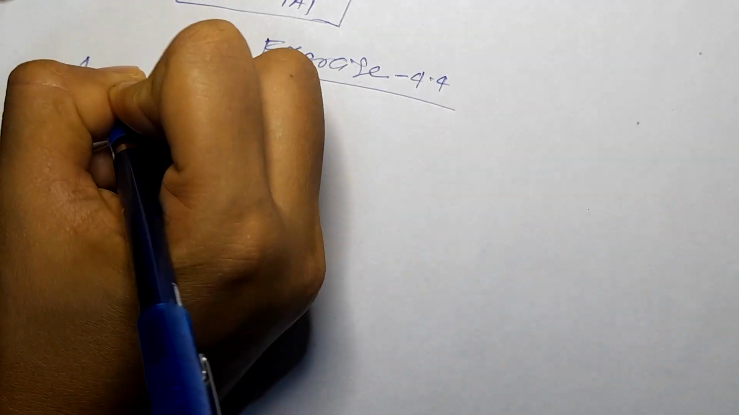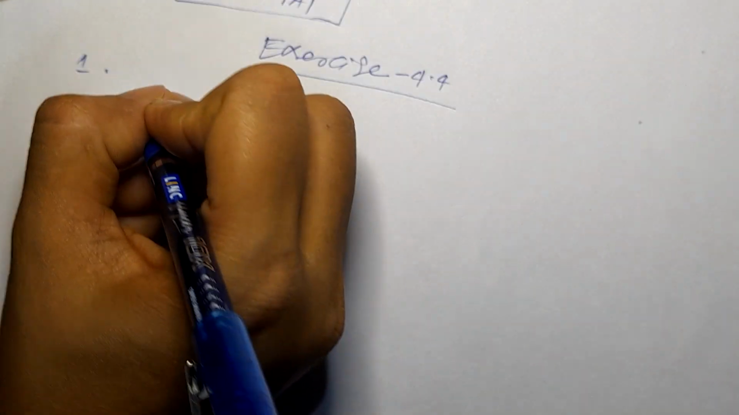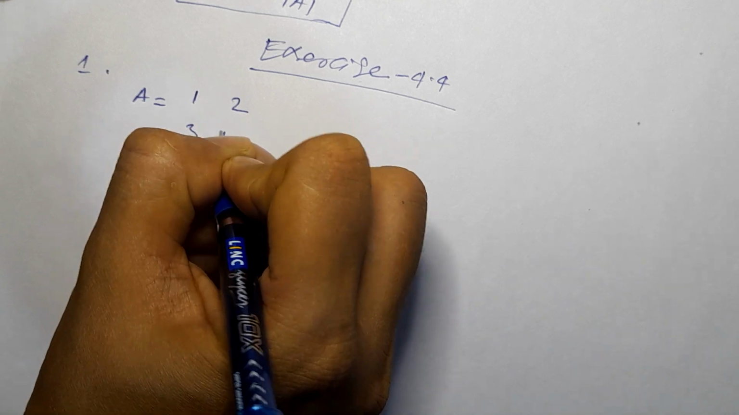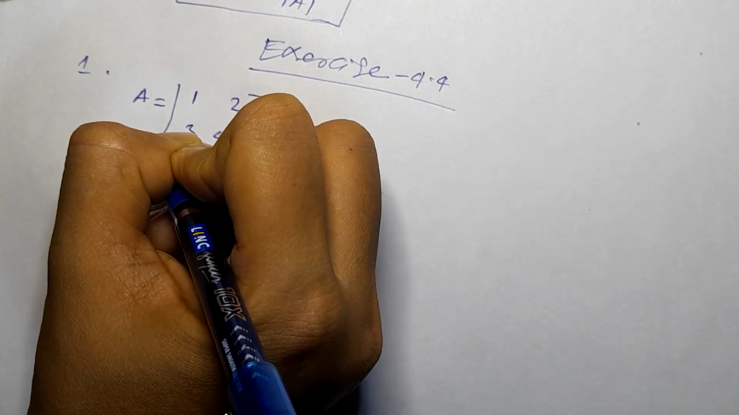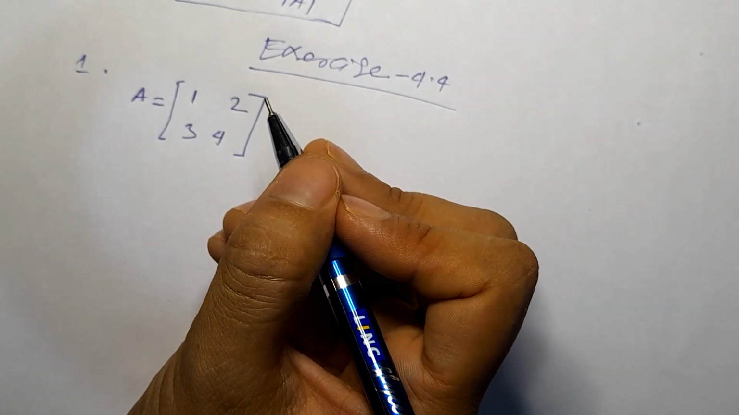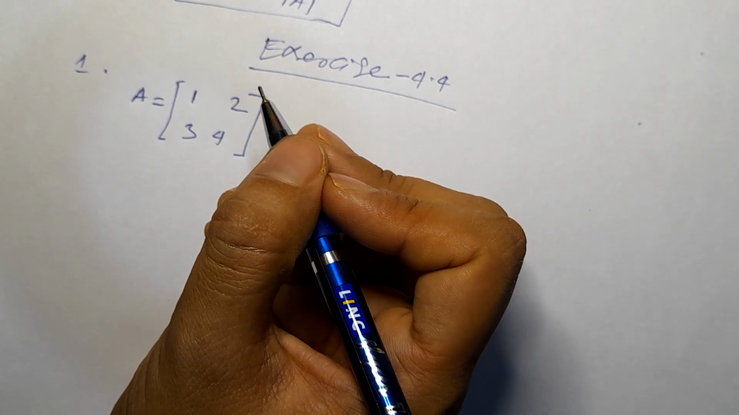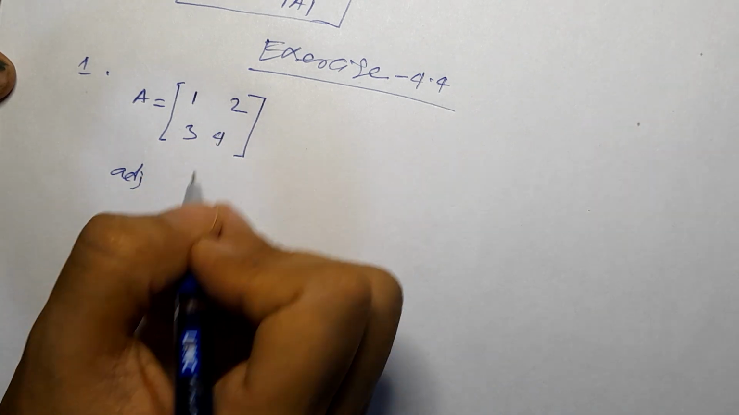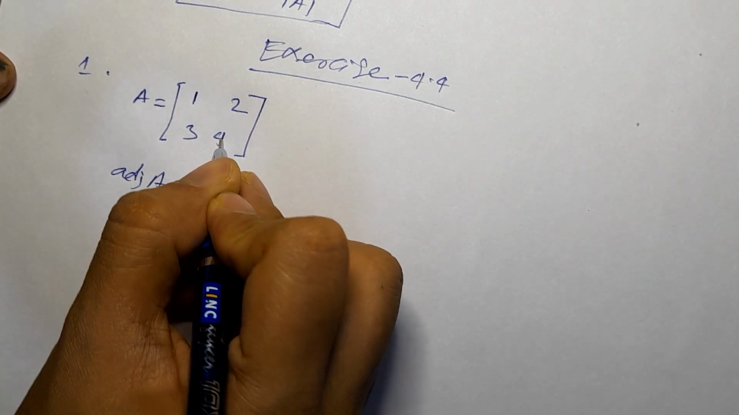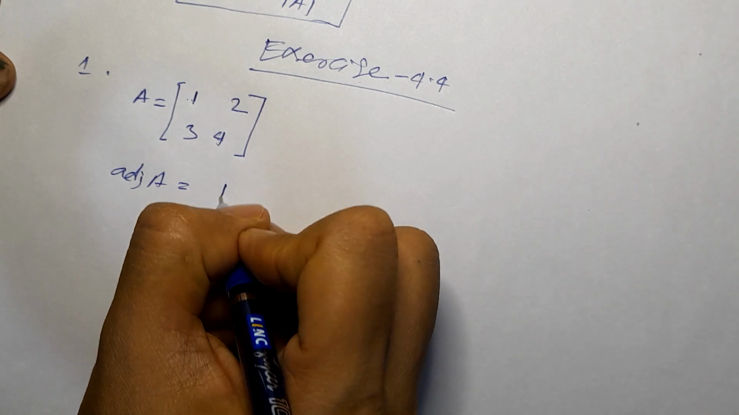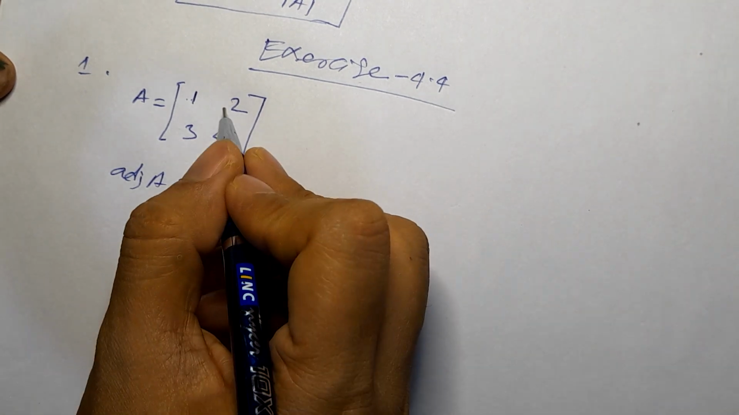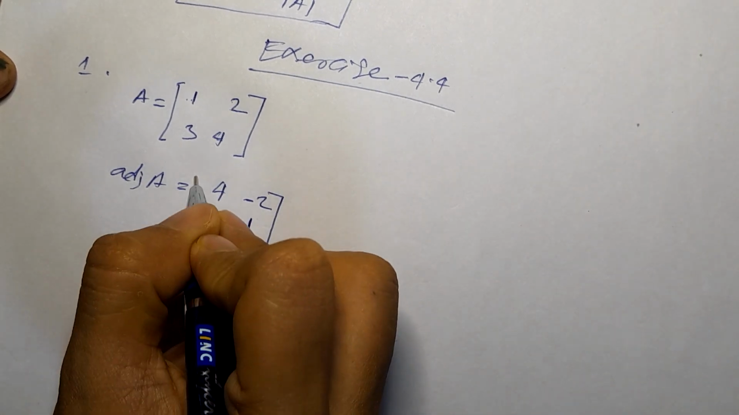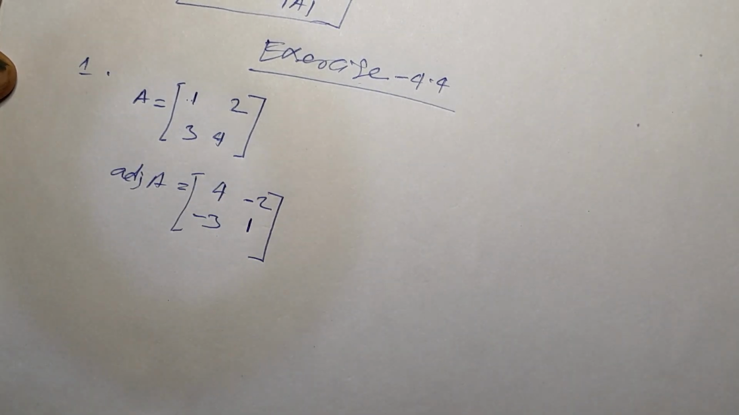Question number 1. The matrix is given, so I am going to consider it as matrix A: 1, 2, 3, 4. I am going to find its adjoint. This is a 2 cross 2 matrix. Adjoint of A: interchange the two diagonal positions, so it will be 4 here and 1 here. Now change the sign of the other two: -2, -3. So this is the adjoint of a 2 cross 2 matrix.